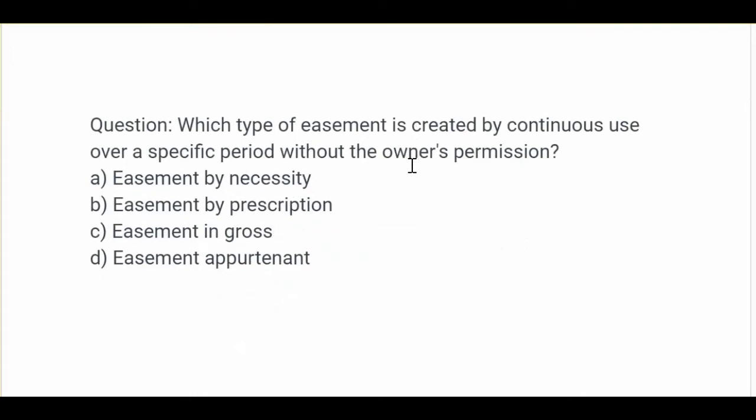Which type of easement is created by continuous use over a specific period without the owner's permission? A. Easement by necessity. B. Easement by prescription. C. Easement in gross. D. Easement appurtenant.